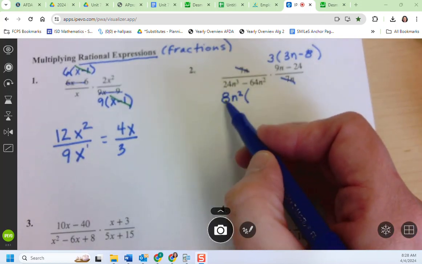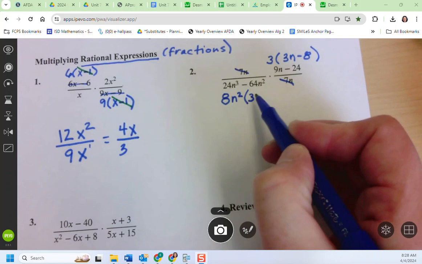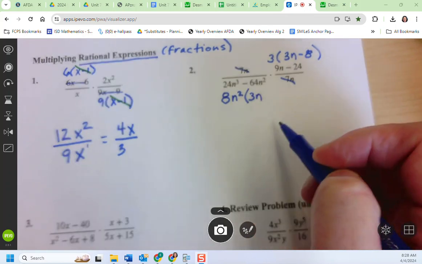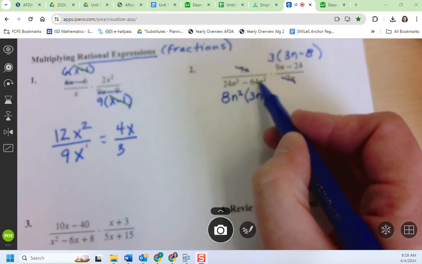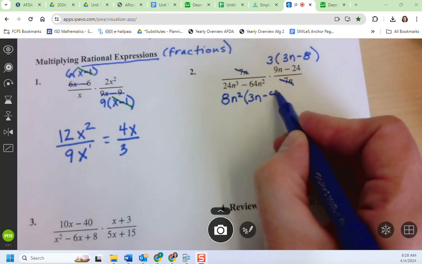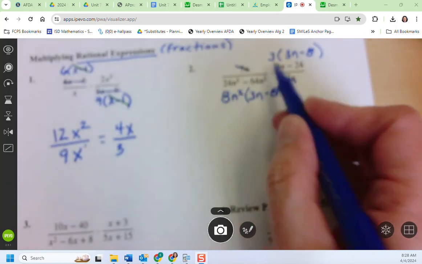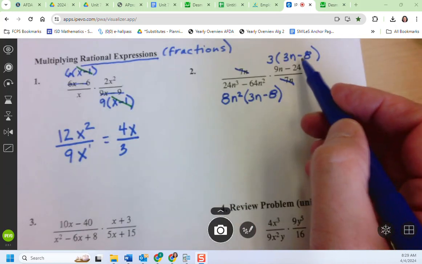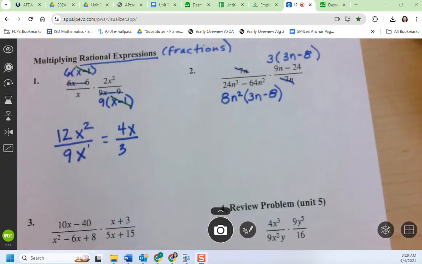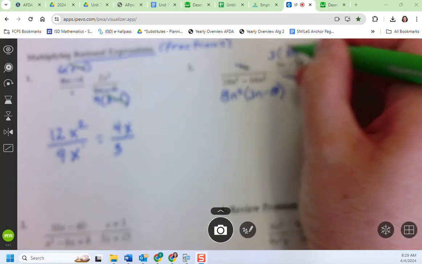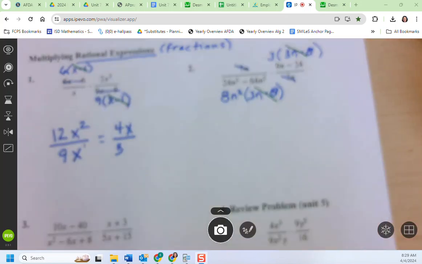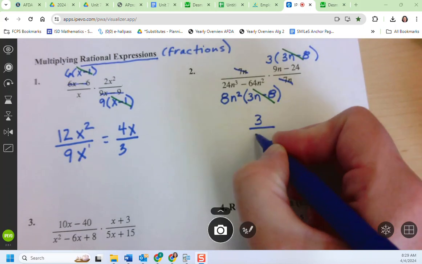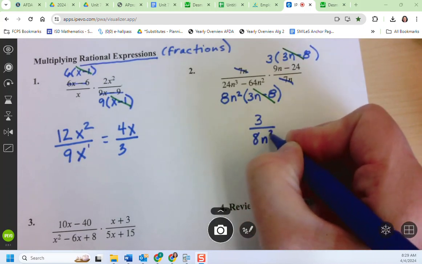All right, 24 divided by 8 is 3. And n to the 3 divided by n squared is n. 64 divided by 8 is 8. And n squared divided by n squared, that's canceling. So just like I said, it should be a 3n minus 8 and a 3n minus 8. And then we can cancel those out. And we're left with just 3 over 8n squared.